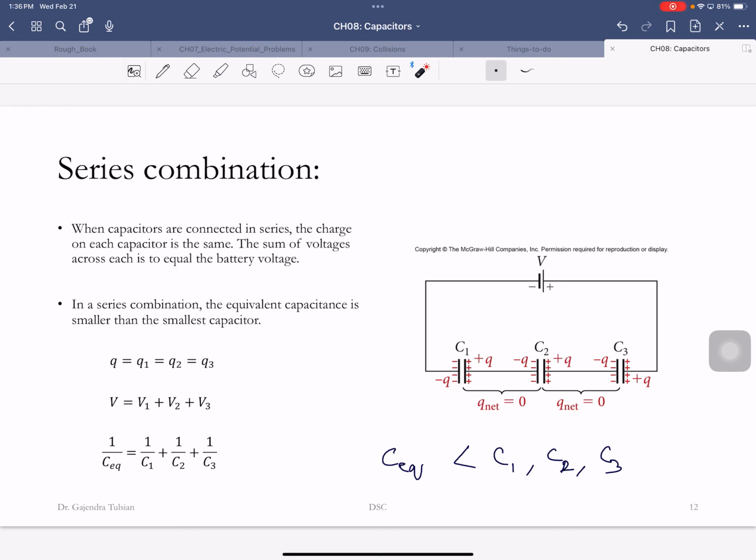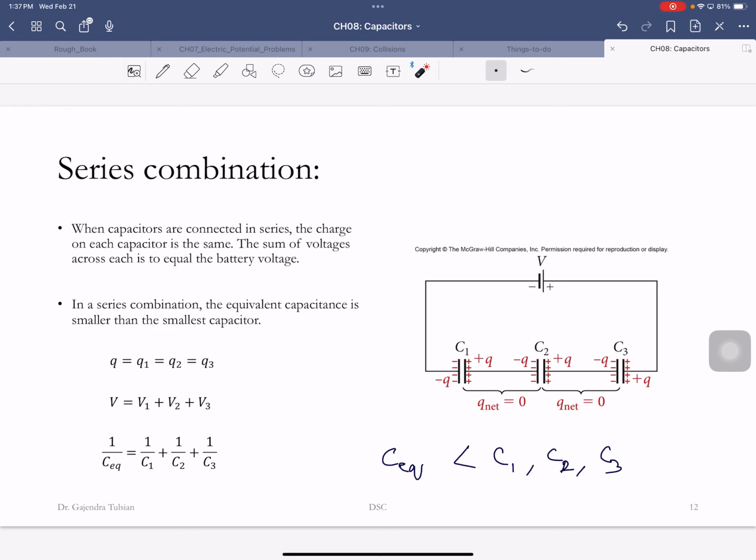Now here are the properties. When you connect them in series like that, electrons flow from here to there. What do these electrons do? They repel. If 10 electrons flow here, they'll repel 10 electrons. 10 electrons will flow here. These guys will repel 10 electrons, and then 10 electrons will go from here to there. So you see, when you connect capacitors in series, they all have the same charge.